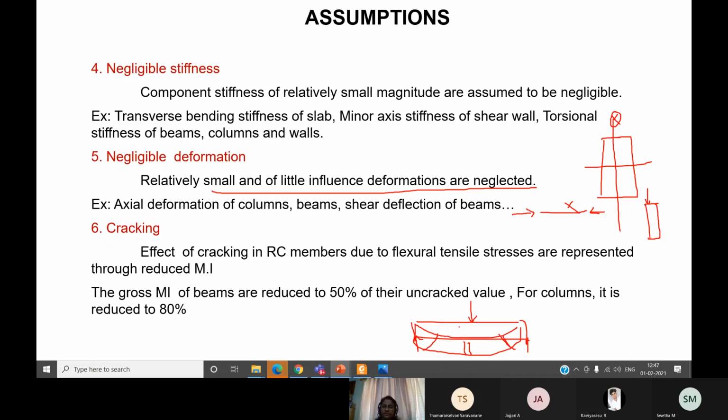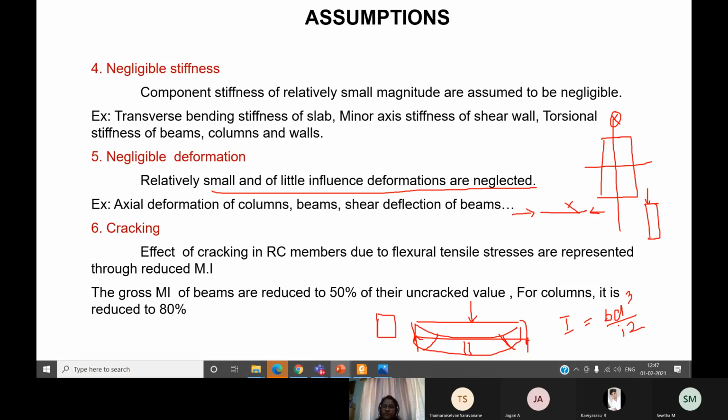So initially when you cast the beam, it has a moment of inertia. If it was a rectangular section, the moment of inertia would be bd cubed by 12. The moment of inertia of the rectangular cross section of this beam is bd cubed by 12. Now once it cracks, the moment of inertia gets reduced.